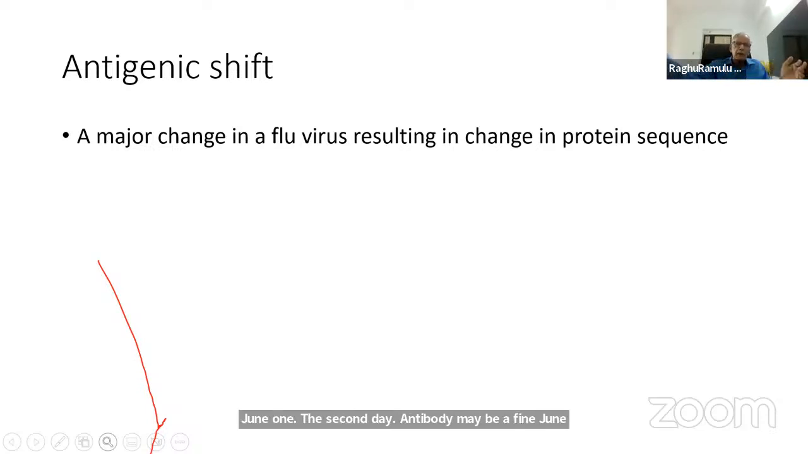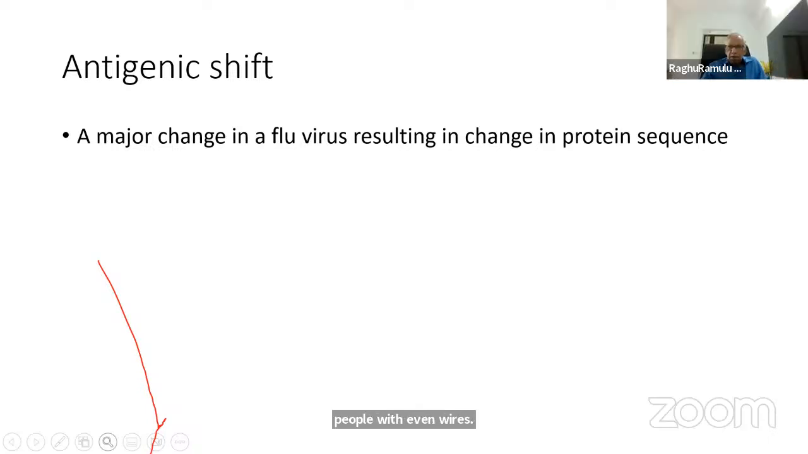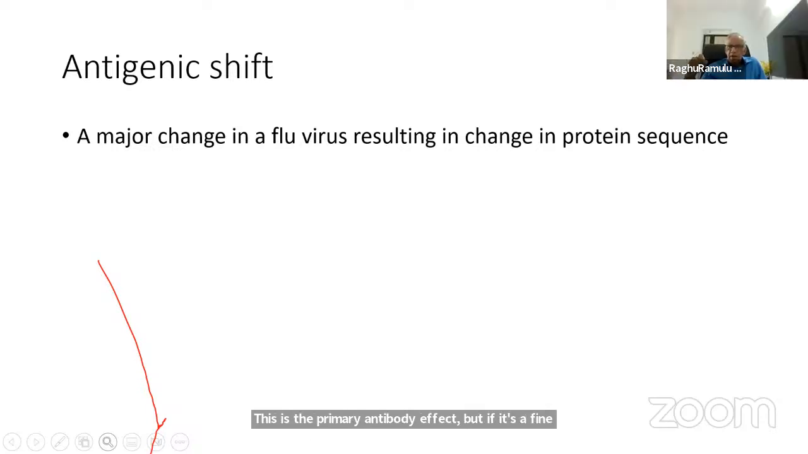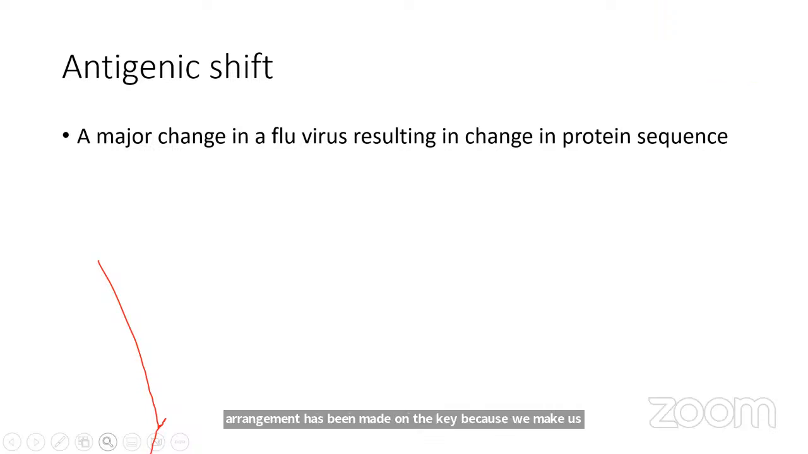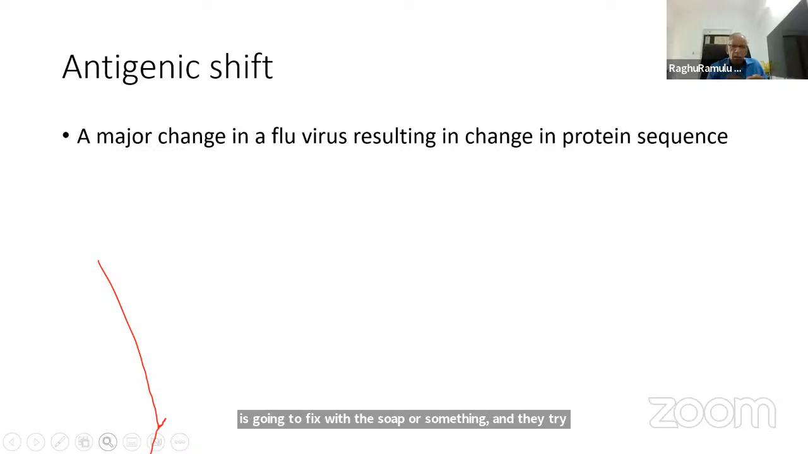Because locks can be opened by people even with wires. How is that possible? If it touches the lever, it opens. This is the primary antibody effect. But if it's a fine-tuned or secondary antibody, it is perfect, meaning the key is also 7-levered, and the corresponding arrangement of the lock has been made on the key. Key makers always take the exact figure of the lock, or where the key is going to fit, with soap or something, and they try to produce a suitable key. Suitable here means perfectness. This perfectness is achieved by grinding some of the parts and generating a perfect key to the lock.